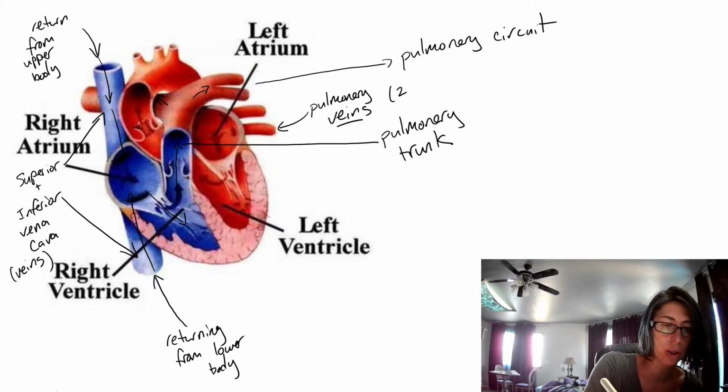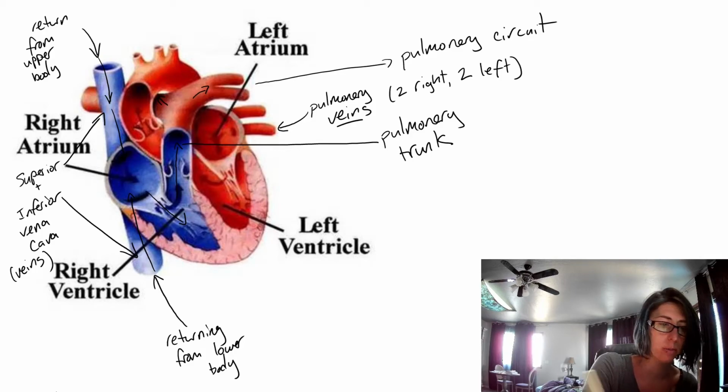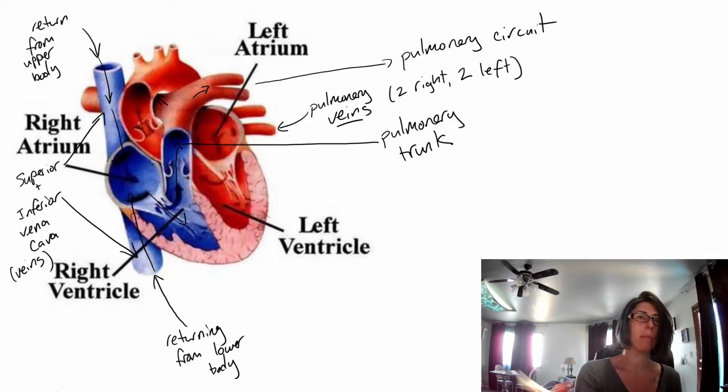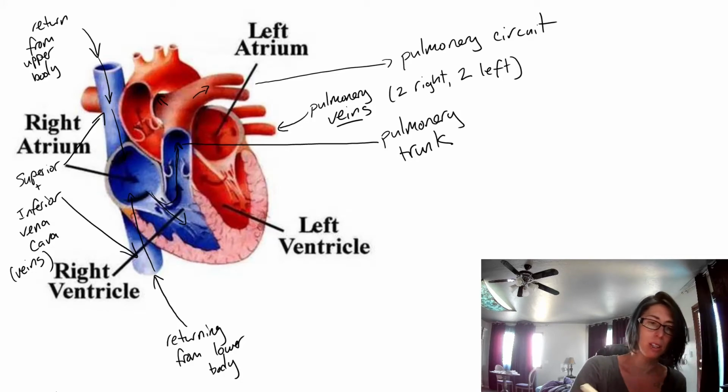There are two on the right, two right pulmonary veins, and two left. You can only see the left here. Blood coming back to the heart comes back through veins. Blood leaving the heart leaves through arteries. What do you think the pulmonary trunk is? It's leaving the heart for the lungs, so the pulmonary trunk is an artery.